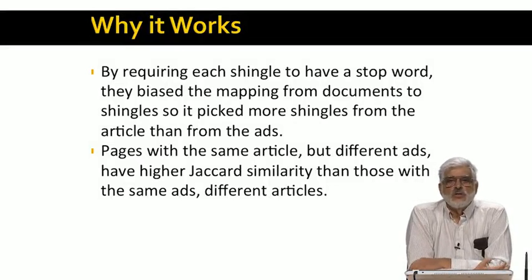That is, suppose for simplicity that all pages are half news article and half ads, if you count by number of characters. If we have a second page with the same article but different ads, we find that most of the shingles for both pages come from the article, because that's where the stop words are. So these two pages have almost the same shingles and therefore have very high Jaccard similarity. Now consider two pages with the same ads and different articles. These will have low Jaccard similarity because, again, most of their shingles come from the articles, and these shingles would be mostly different for the two articles.